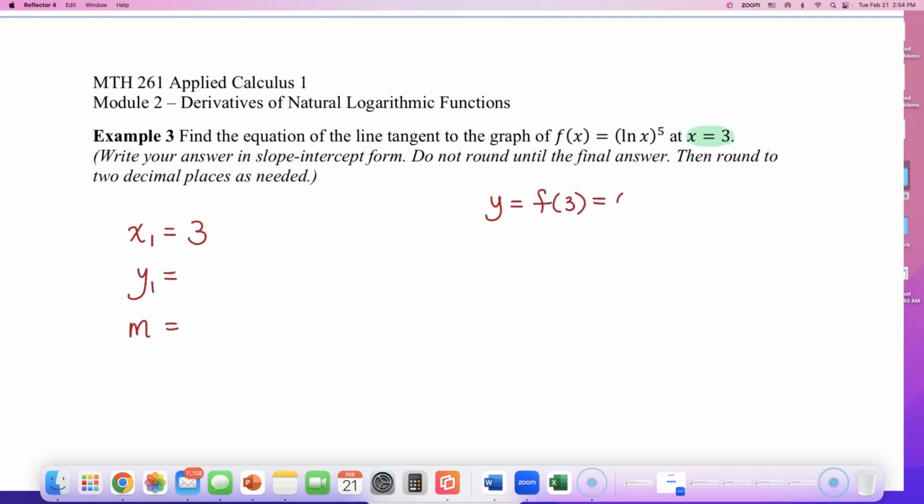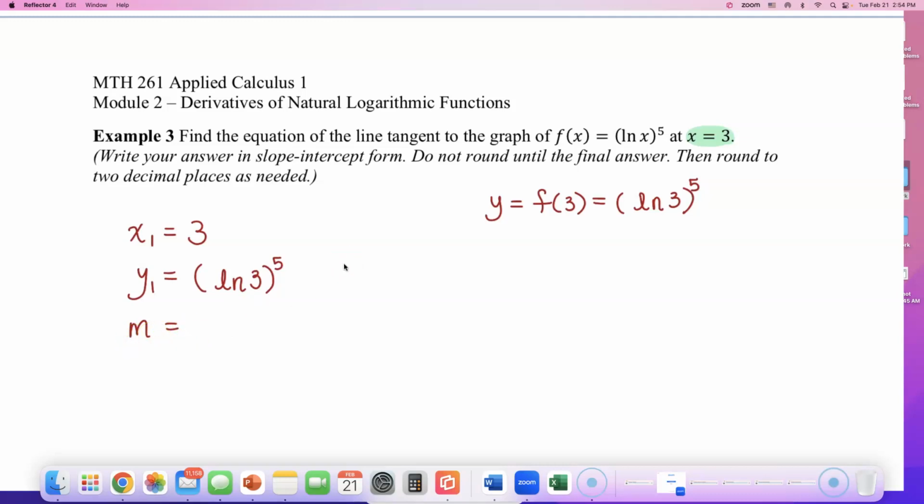So if you plug in x into the function, you'll get natural log of 3 raised to the 5th power. Okay, so I'll write that down. Natural log of 3 raised to the 5th power. Because it says write your answer in slope-intercept form, do not round until the final answer. So I want to type this into a calculator to get the decimal value, but they said do not round until final answer, so I'll just keep it in this exact form and wait until I get my final answer, and I'll type those into the calculator. Okay, so now we have to go find m.